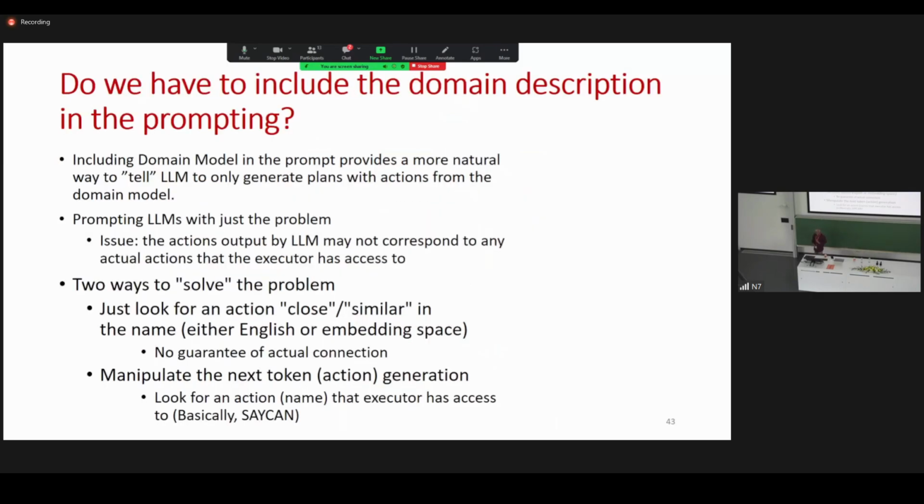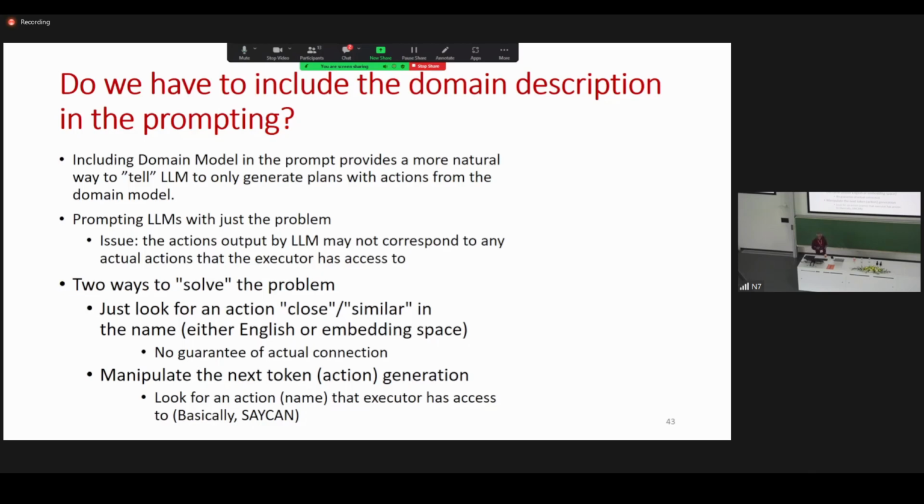But the thing to remember is if you do not give the domain model, LLMs come out with some English description of what looks like a plan, and it might be referring to what look like action names that don't even exist in the executor's repertoire of actions. Do you understand what I'm saying? So suppose it might just say, put A and B, and if your domain only knows how to do stacking, then you have to figure out, oh, putting basically means stacking.